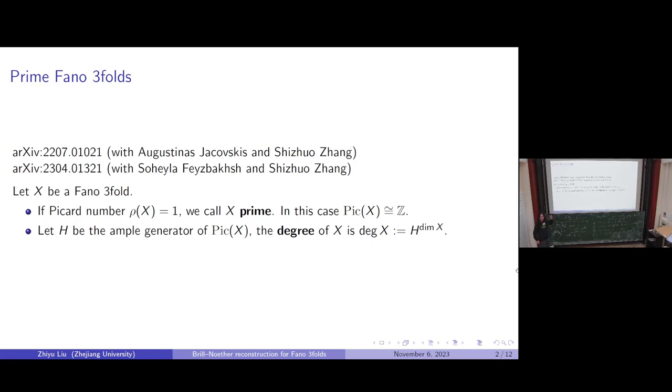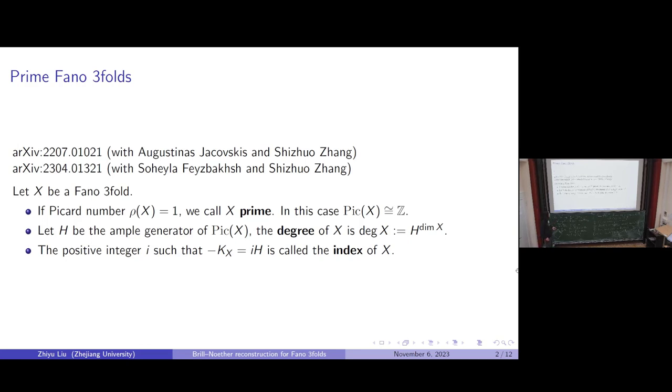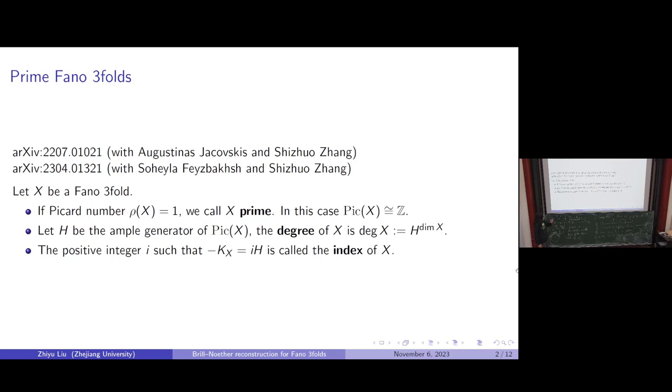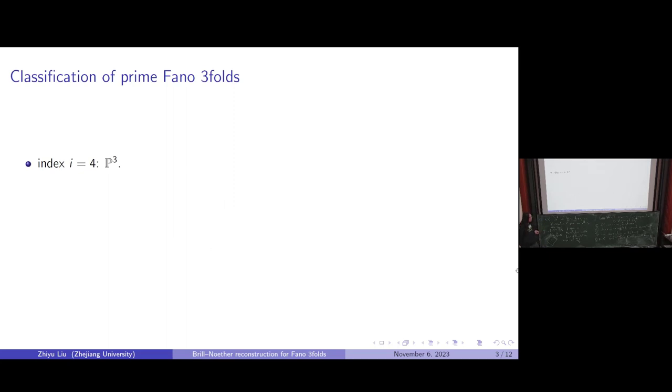There is another integer associated with X, called the index, which satisfies that the negative of the canonical class is linearly equivalent to I times H. These are the invariants associated with a prime Fano threefold, and we know that Fano threefolds are classified. Specific to the prime case, we have the following classification. The index of a prime Fano threefold is between 1 and 4.